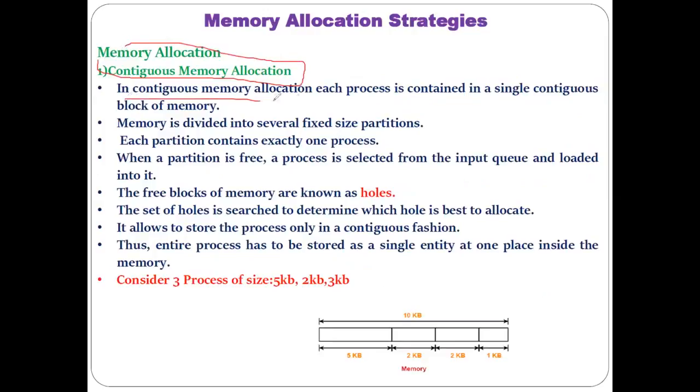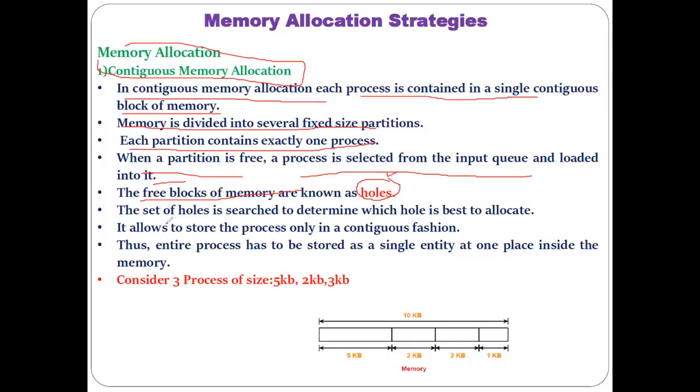In contiguous memory allocation, each process is contained in a single contiguous block of memory. In this case, memory is divided into several fixed size partitions. Each partition contains exactly one process. When a partition is free, a process is selected from the input queue and loaded into it. The free blocks of memory are referred to as holes or cells. The set of holes is searched to determine which holes are best to be allocated and which holes are empty.